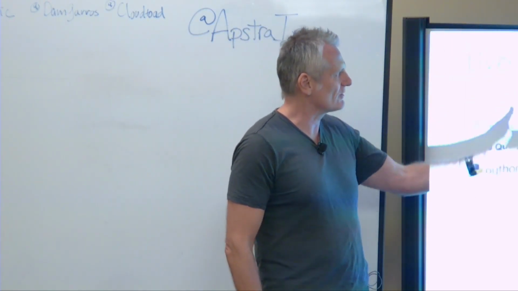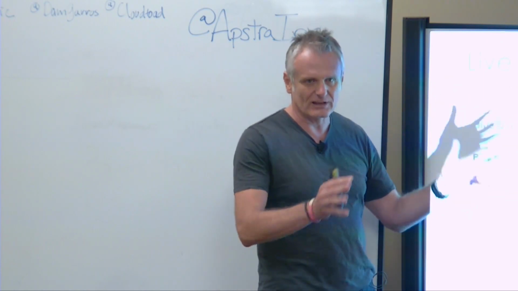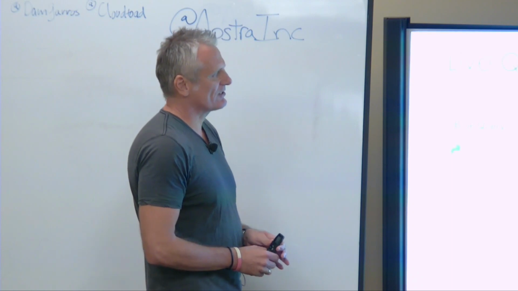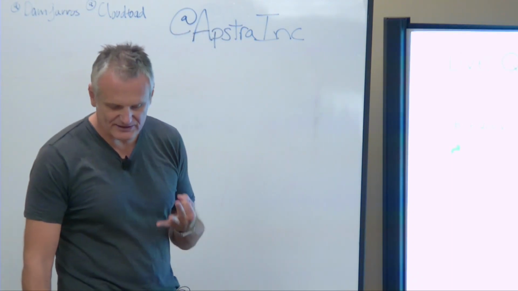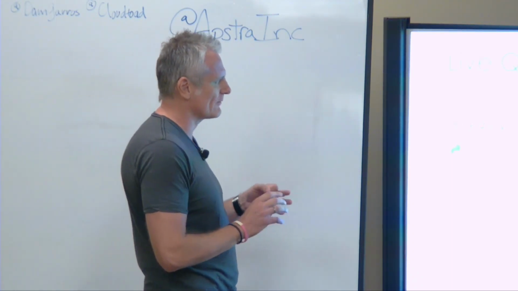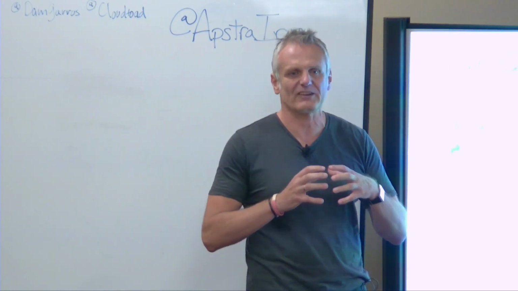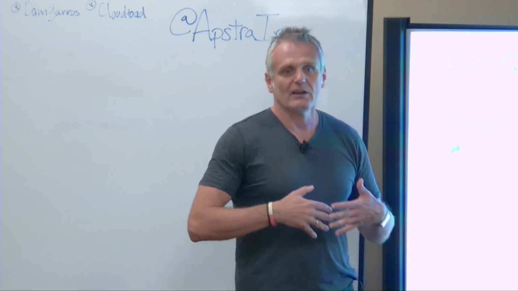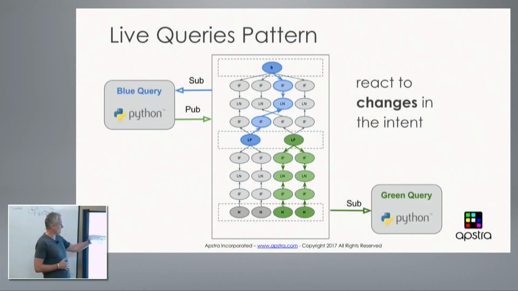I wanted to explain to you this live queries pattern that is the foundation for all of our reasoning logic. There are 3 elements in this live query pattern. One of them is, how do I express my interest in a set of data that I want to be notified about when it changes? Let's say there is this guy who subscribes to a blue query, and the blue query could be, I'm a leaf, and tell me if any of my spines have changed. Then you do something about that.